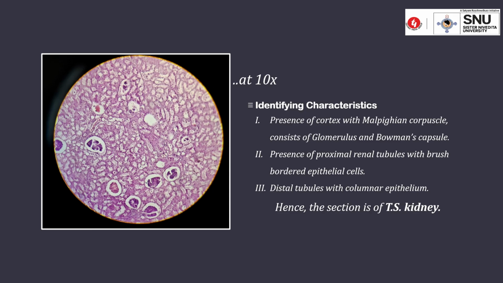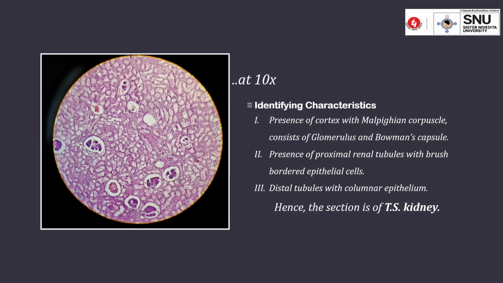The presence of a cortex containing Malpighian corpuscles composed of a glomerulus and Bowman's capsule, proximal renal tubules with brush-border epithelial cells, and distal tubules lined by columnar epithelium are also visible, confirming that the specimen is of kidney.